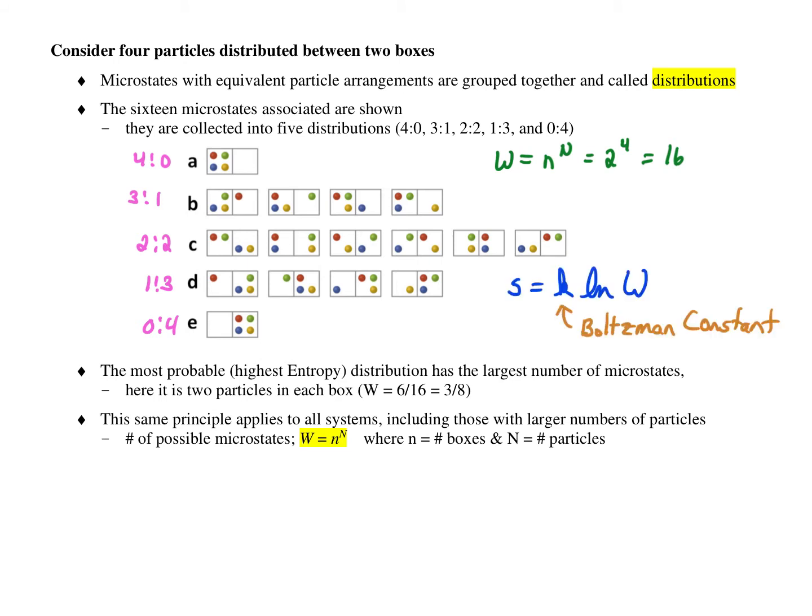Boltzmann argued that entropy can be given by k times ln of W, where W is the number of microstates. So the distribution that has the greatest entropy will be the one that has the greatest number of microstates. In this case, the distribution with the greatest entropy is an even distribution because it contains 6 out of the 16 microstates, or a 3/8 probability.